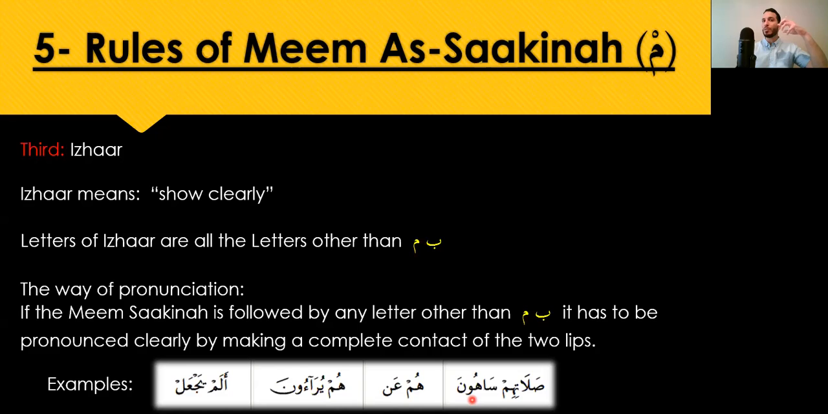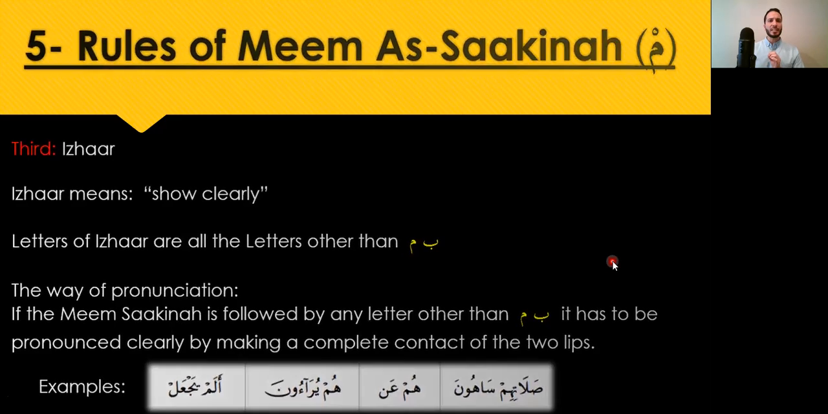You didn't stay on it with an extended amount of time. You didn't say salatihim sahun. No. Salatihim. That's it. Once the meem was said clearly, you could hear that you said it clearly, you move on. Salatihim sahun. Hum an. Hum yura'un. Alam yaj'al. Alam yaj'al. Okay.